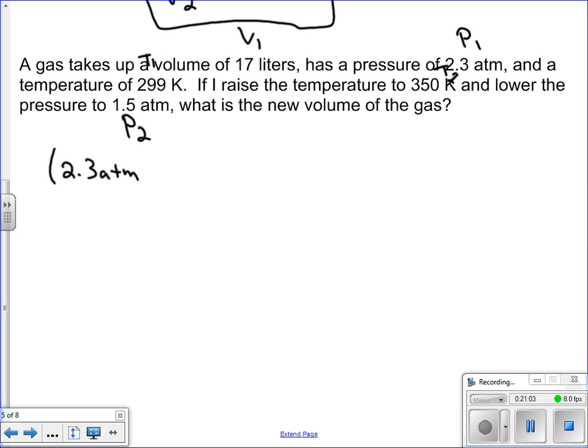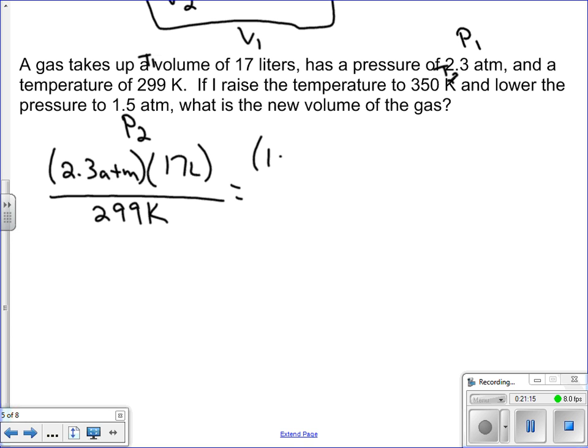2.3 atmospheres and 17 liters. All of that's over 299 Kelvin. And we set that equal to 1.5 atmospheres. We're solving for V2. We don't know what that is. And then 350 K. All right, so rearrange your variables, simplify.